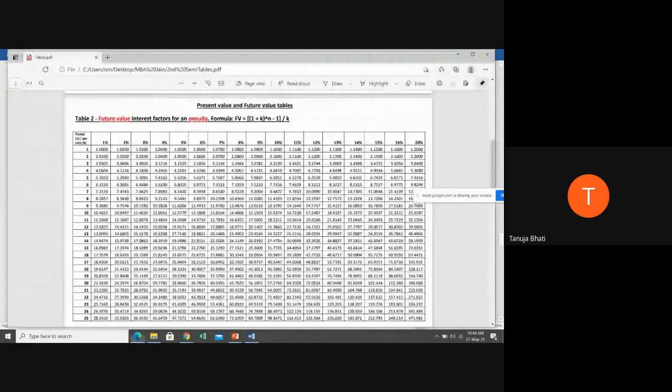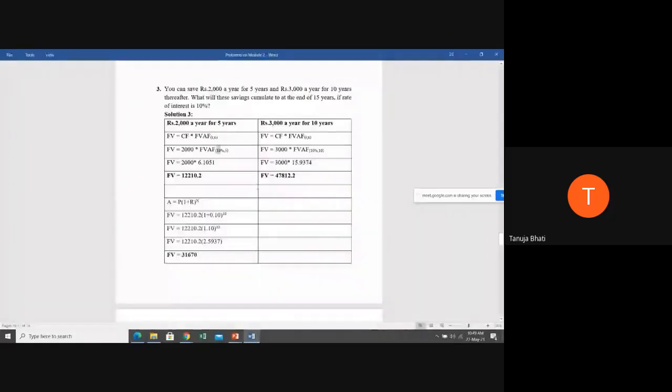Percentage, you see horizontally. Years, you see vertically. Corresponding to 10% and 5 years, what is the value or the factor? 6.1051. So here you have to write 6.1051. Multiply this by 2000. After multiplying, you will get the future value as 12,210.2.